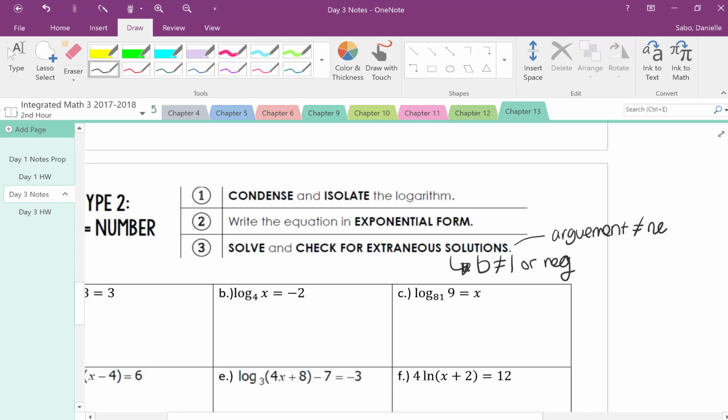Can't be negative. Very good. Okay, so those are the 2 things you need to be looking at here. This is when you start seeing extraneous solutions, when you have a log equaling a number. Just kind of how we talked about that when we were doing, what were we doing? I don't even remember. It was some chapter ago.